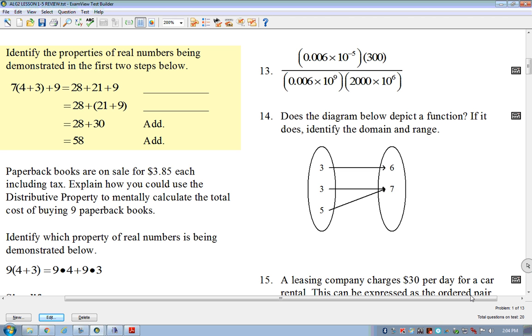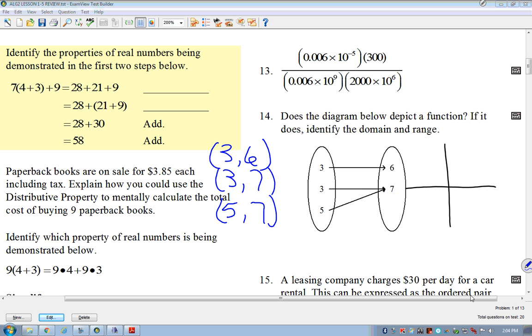The vertical line test. So in order to do the vertical line test on this, I would have to turn these into coordinate pairs, right? 3, 6, 3, 7, and 5, 7, right? Okay, in that case, he's not wrong, although it's not going to be the quickest thing to look for, but we'd go 3, 6, 3, 7, and 5, 7. Okay? The problem is that right here, it doesn't pass the vertical line test.